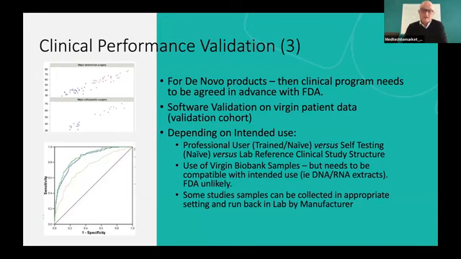You can use virgin biobank samples again, but these need to be compatible with the intended use. So typically DNA and RNA, but these are rarely allowed as the only thing. Certainly with the FDA, they like to see that you've actually run intended use studies and proper clinical performance studies. You can also collect samples from the appropriate intended use setting and run those back in your lab. So that is also allowable in some cases. And so again, it just needs to be reviewed on a case-by-case basis.